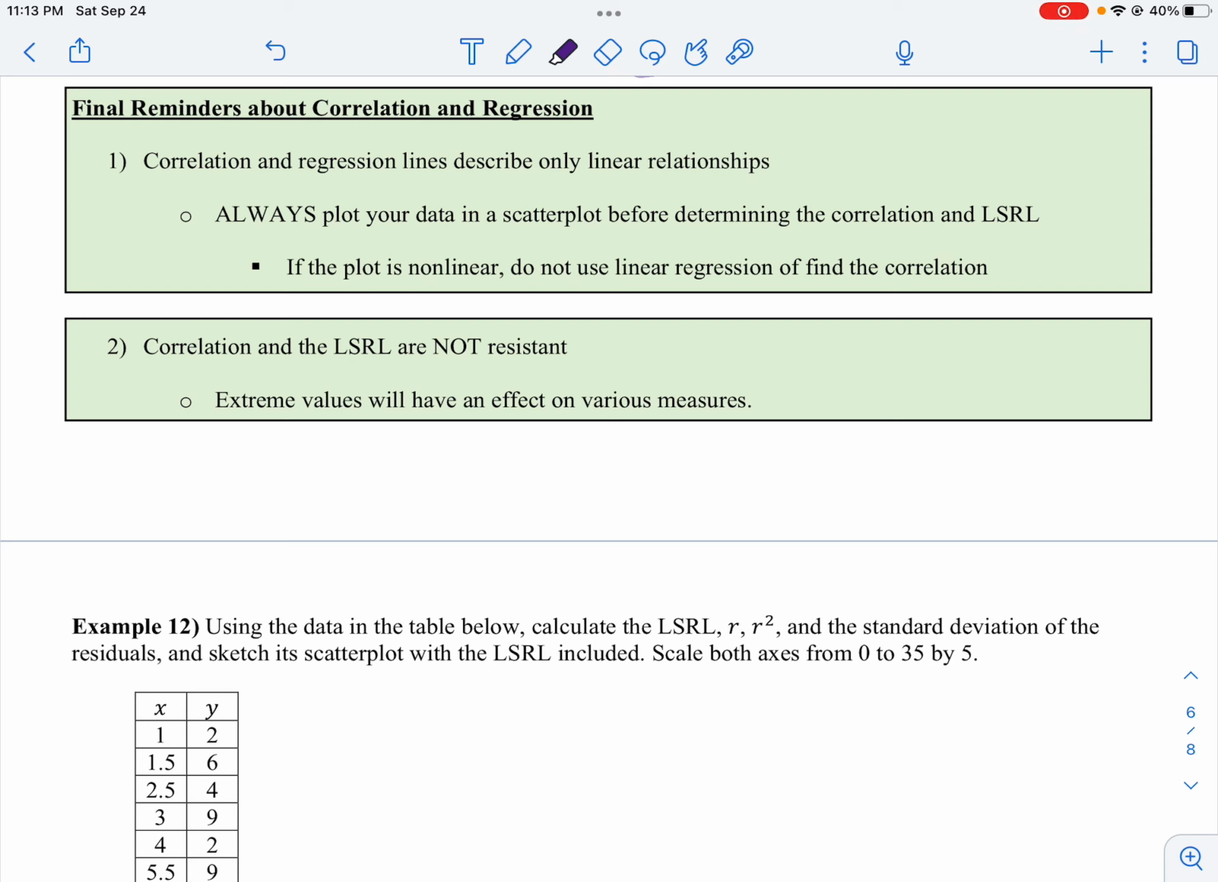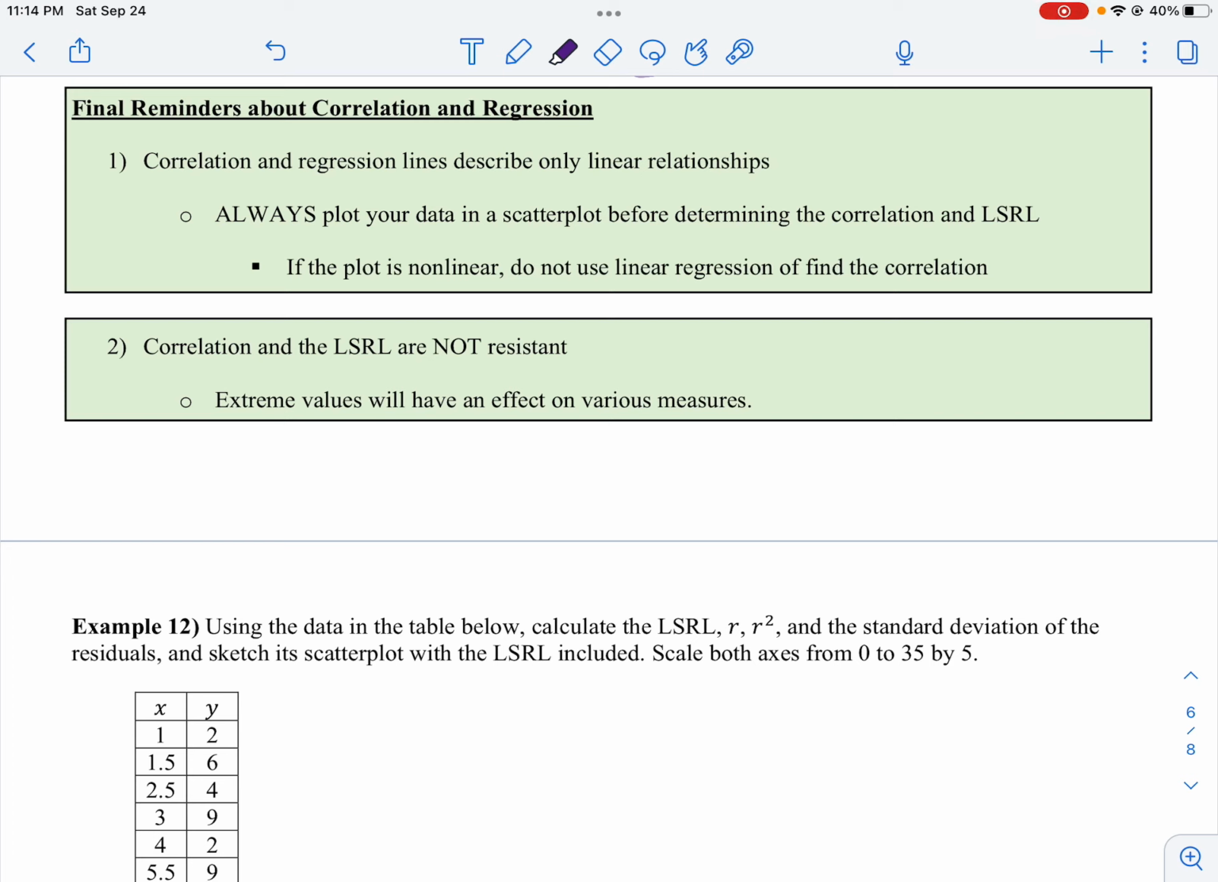and regression. So first, correlation and regression lines describe only linear relationships. We've talked about that before. If it's not linear, then there's no need to do any of this. So always plot your data in a scatter plot before determining correlation in your least squares regression line, because if the plot is non-linear, then you do not use linear regression to find the correlation. We will talk about in a later lesson, what do we do if it's not linear? But for right now, if it's not linear, then don't use it.